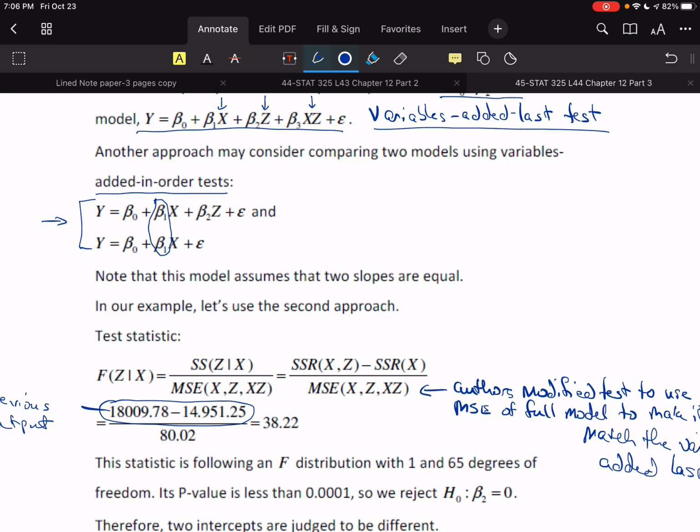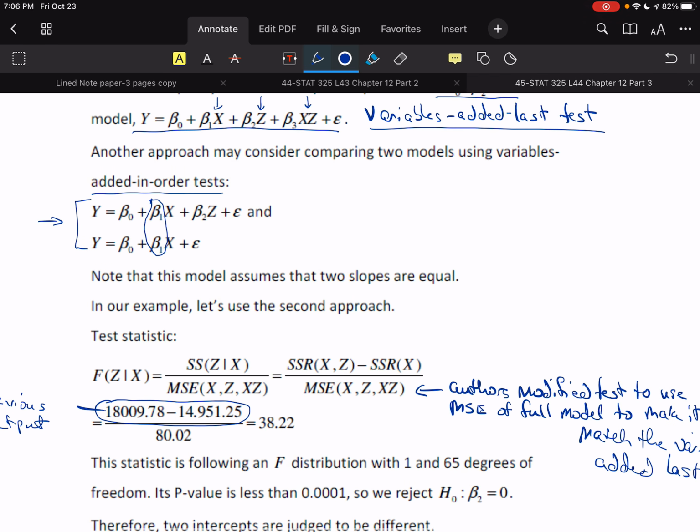Now, they want to use this approach in testing this. To do so, they modify the test statistic to be more like the variables added last test. So please note that this is different than what we've done so far. So far, we would not have this in the denominator, but they are suggesting that we do that, so we're going to. We have SS of z given x, so we're adding gender given that age is already in the model. We calculate the sums of squares difference, SSR of x and z minus SSR of x, but we're going to divide by the MSE of the full model.